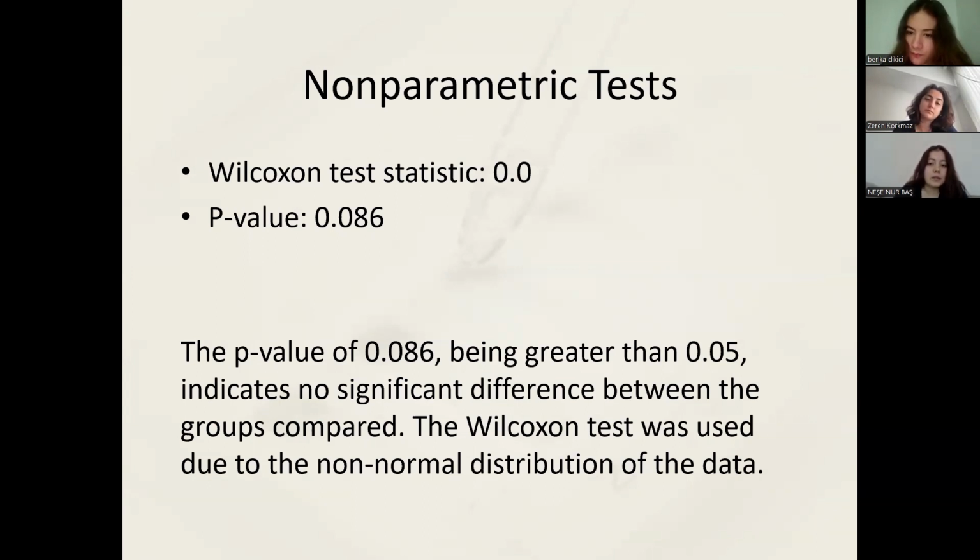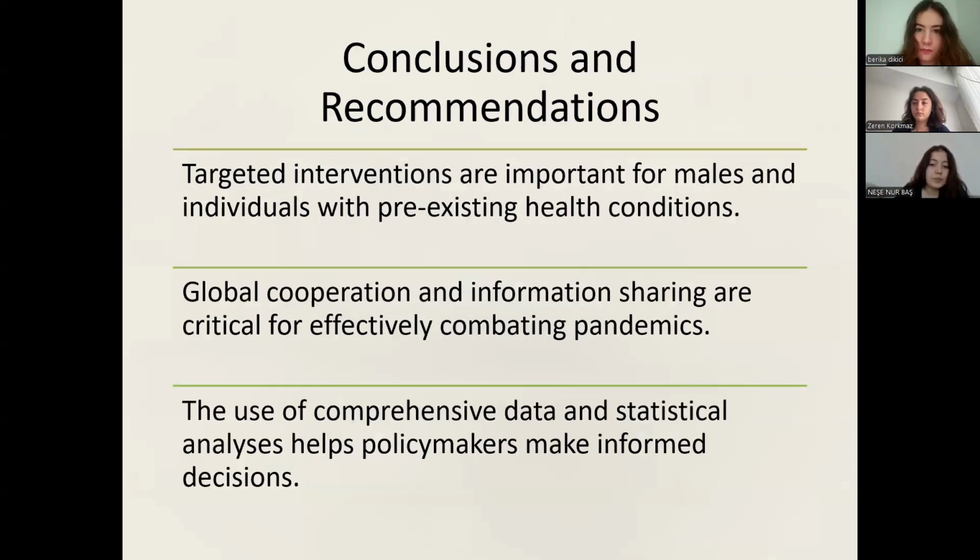In this topic, we analyze data using non-parametric tests. Of these, we preferred the Wilcoxon test. When we saw a p-value of 0.086, we thought there was no significant difference. That is, the total number of deaths between the low case number and high case number groups shows that we should look for a statistically significant difference.